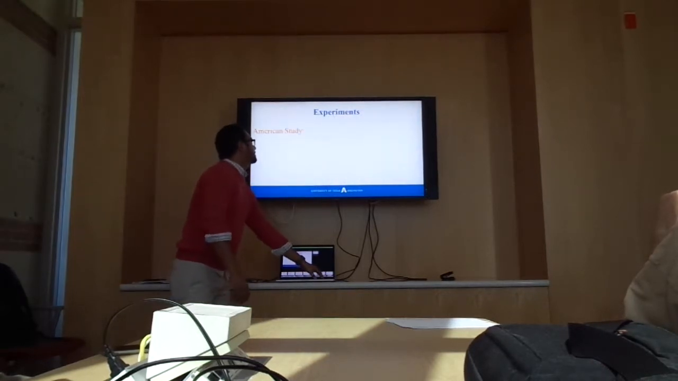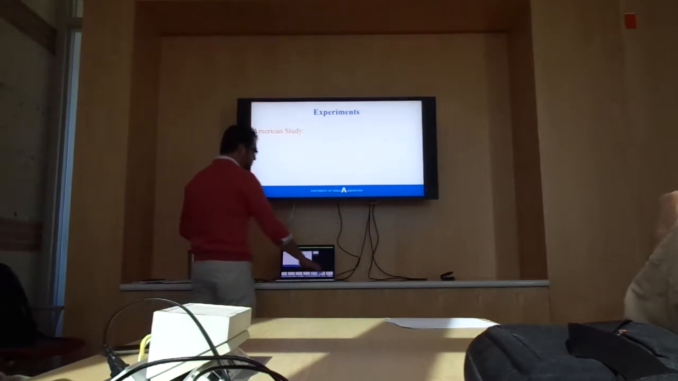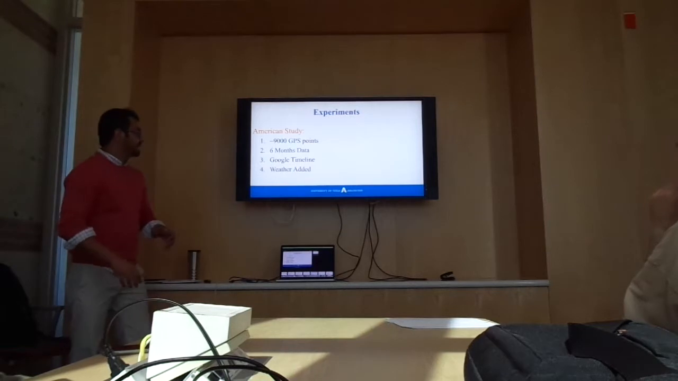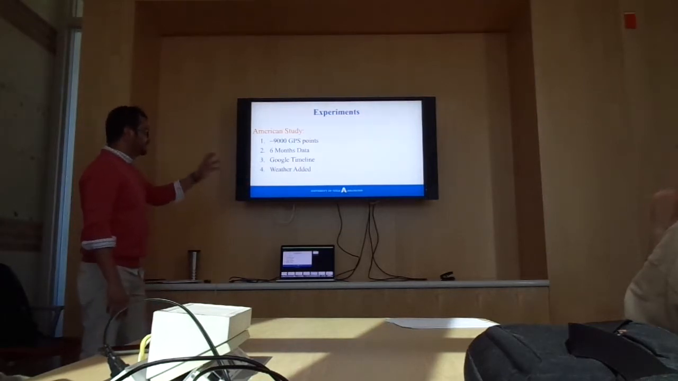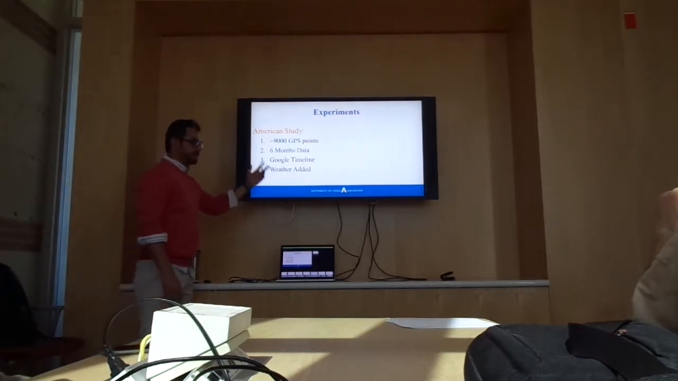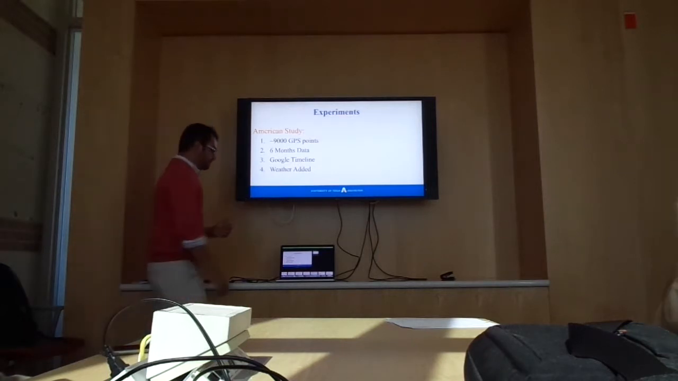The most important thing, the experiments. The experiments were done on the American dataset, which we named our dataset. It has almost 9,000 GPS points, collected for 6 months using Google Timeline, and we added the weather using the NOAA weather website.